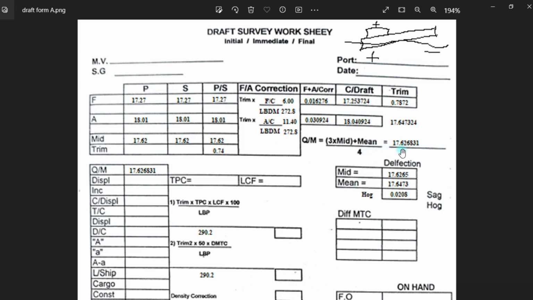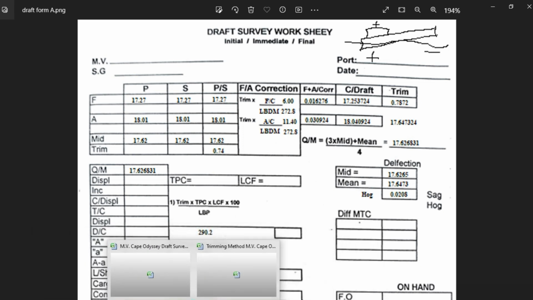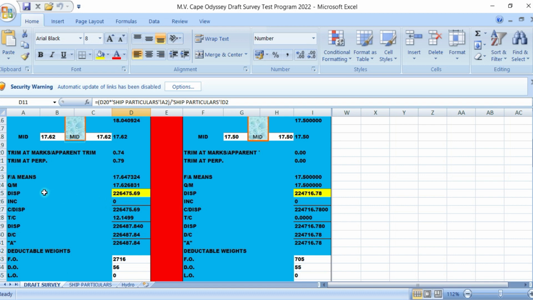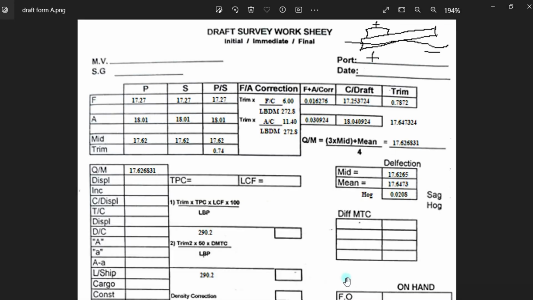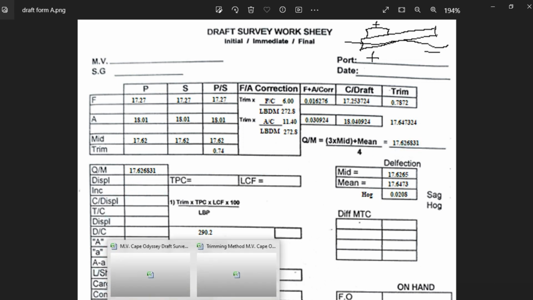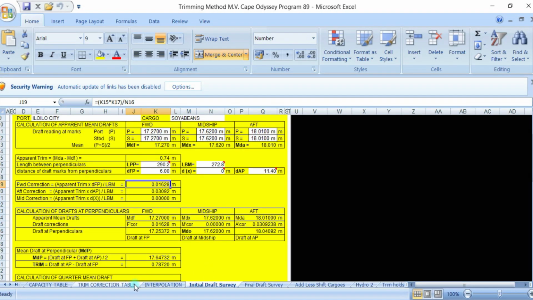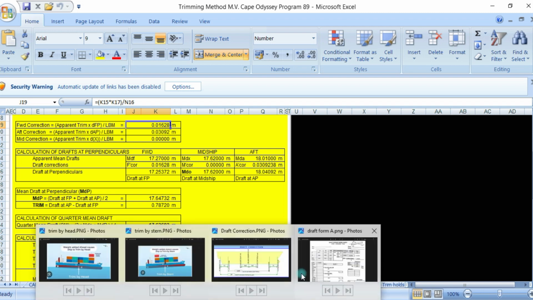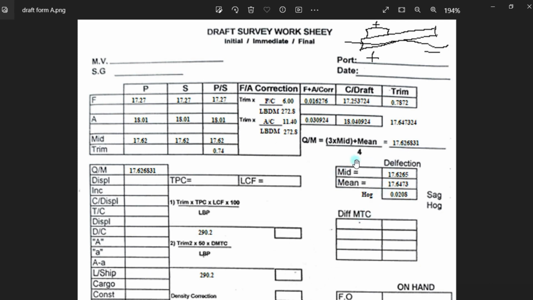Your quarter mean is 17.626831. And the other side we check, your quarter mean is 17.62683. Okay, so it's the same.